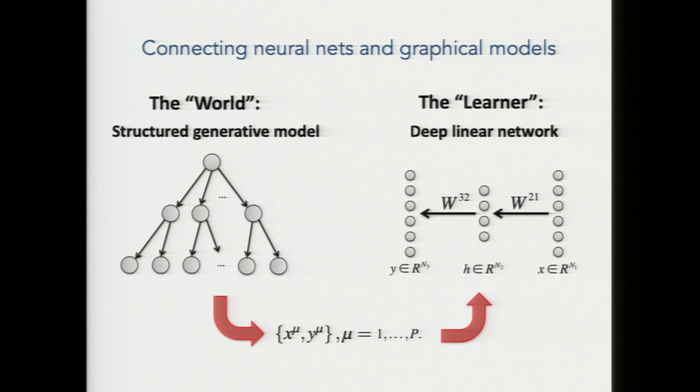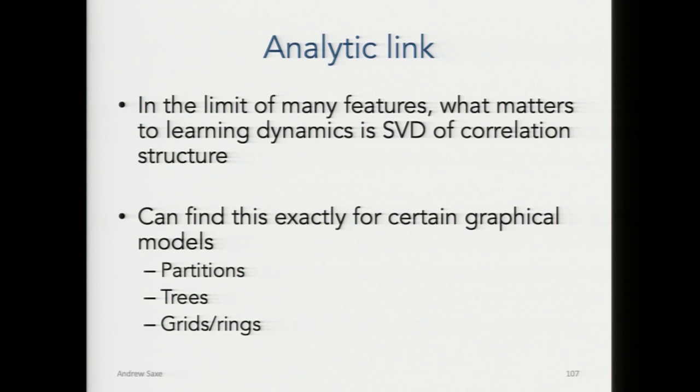And of course, the key thing here is we have an analytic link between the learning dynamics and the singular value decomposition of the correlation structure. So what that means is, in the limit of many features, if you can just calculate the SVD for the different graphical models, you'll immediately know how the learning dynamics will proceed.